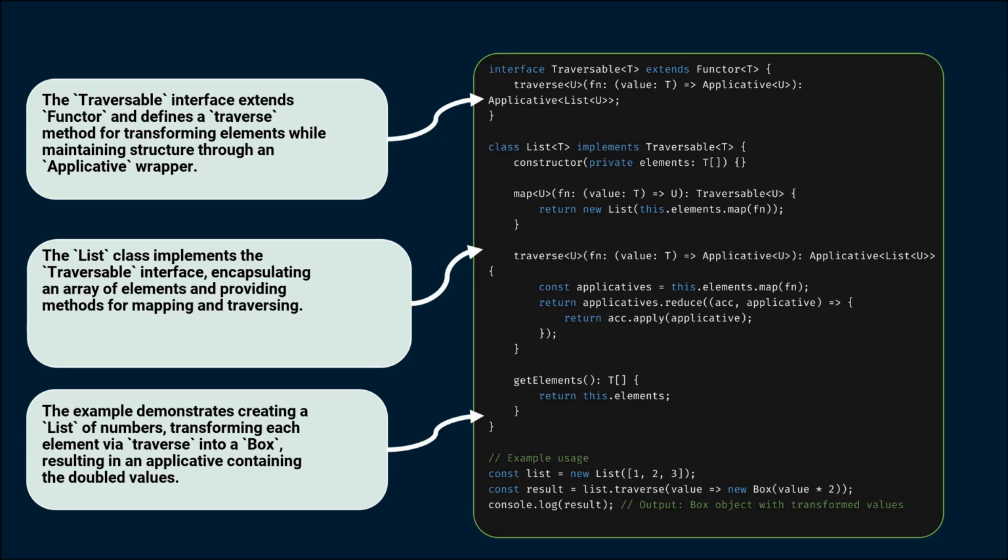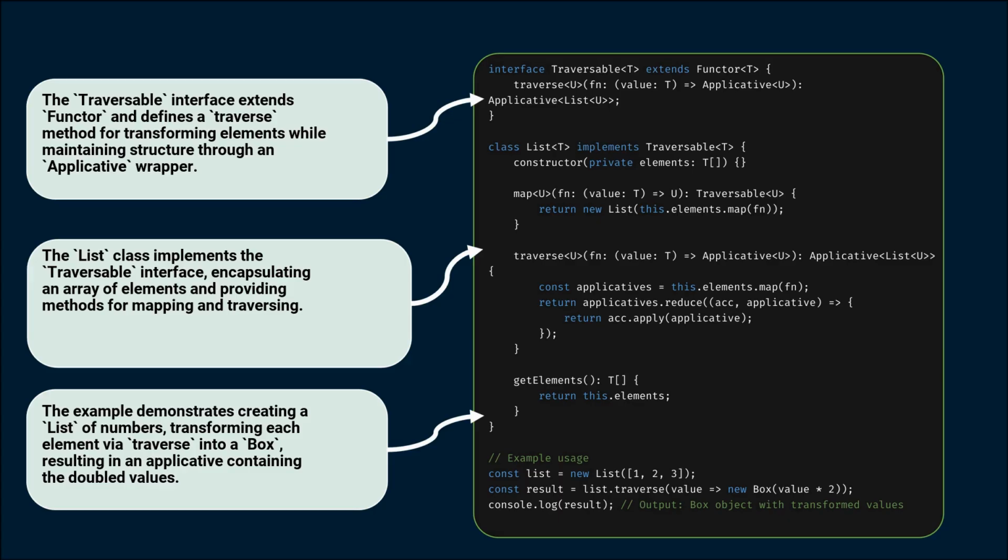Next, we create a list class that implements this traversable interface. In the constructor, we accept an array of elements which will be stored privately. We also implement the map method, allowing us to transform the elements while ensuring the structure of the list remains intact. The core functionality, however, resides in the traverse method.